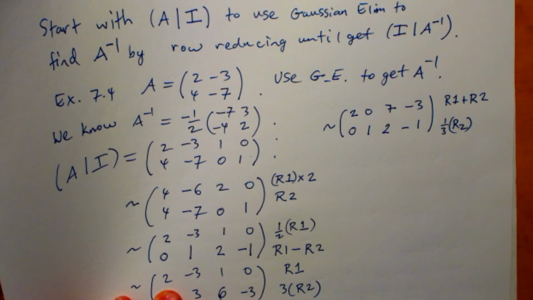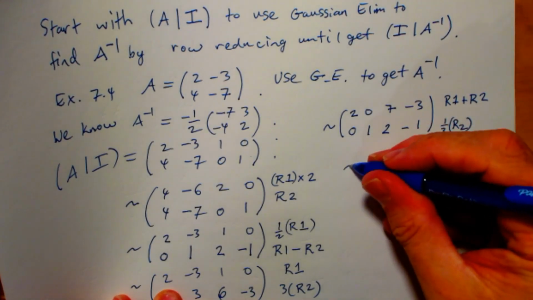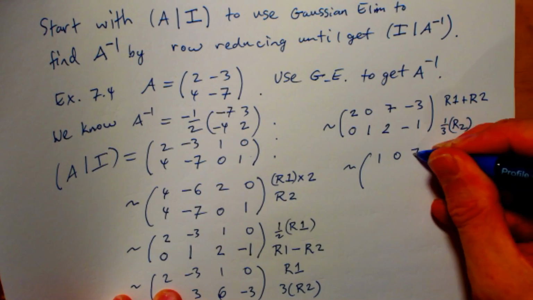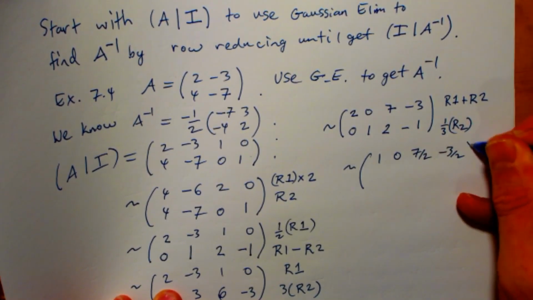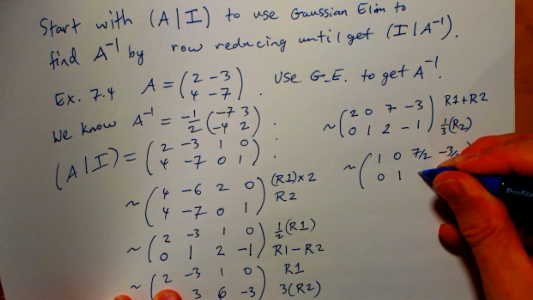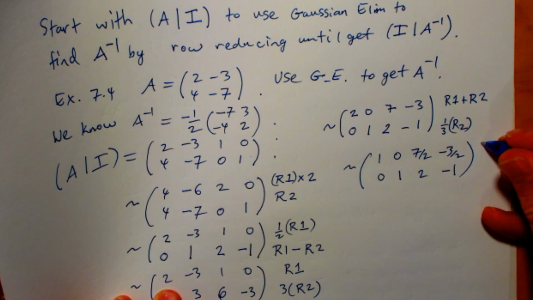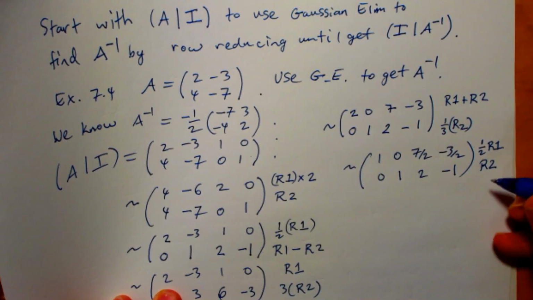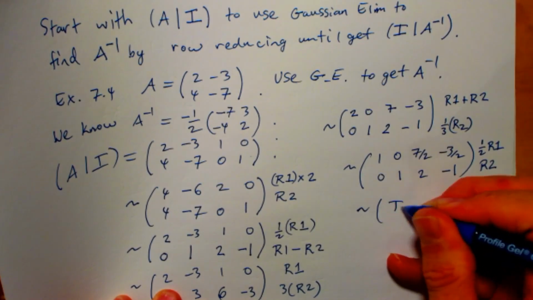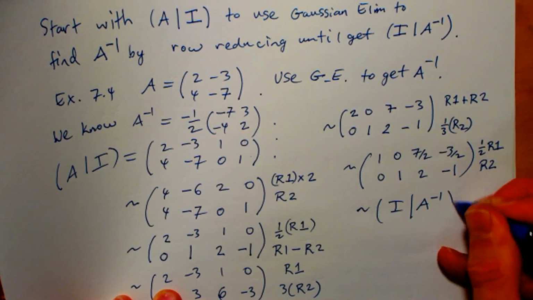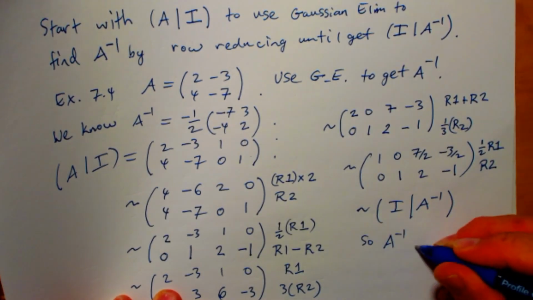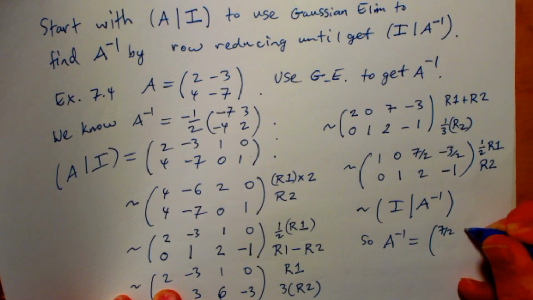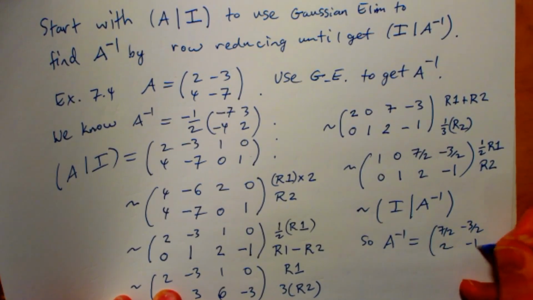All right, so we nearly have the identity there on the left. Now all that remains is to divide row 1 by 2. So we get 1, 0, 7 halves, minus 3 halves, and 0, 1, 2, minus 1. So this is 1/2 of row 1, and this is just row 2. And so this is identity followed by A inverse. And so we get that A inverse equals 7 halves, minus 3 halves, 2, and minus 1.